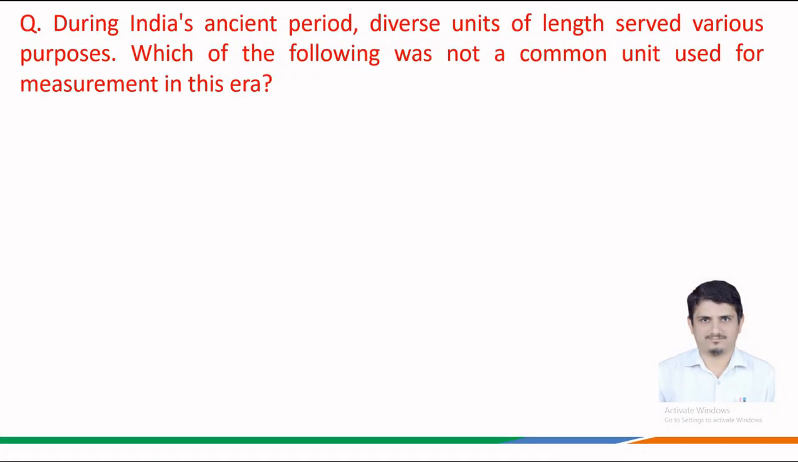Next question is, during India's ancient period, diverse units of length served various purposes. Which of the following was not a common unit used for measurement in this era? The given options are option A, hasta, B, yojan, C, dhanus, and D, meter.